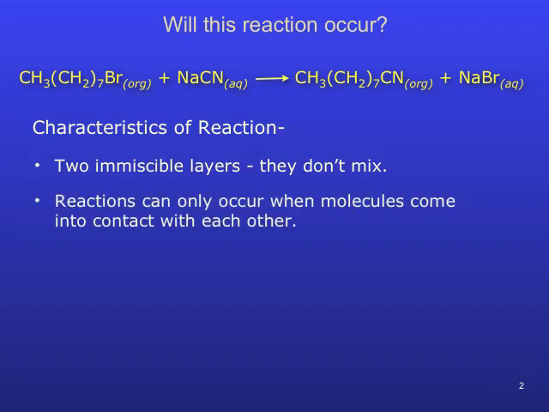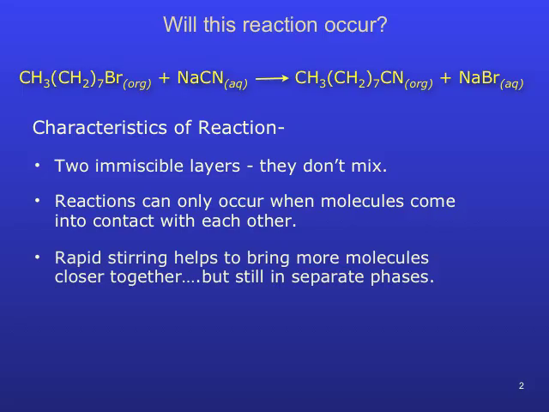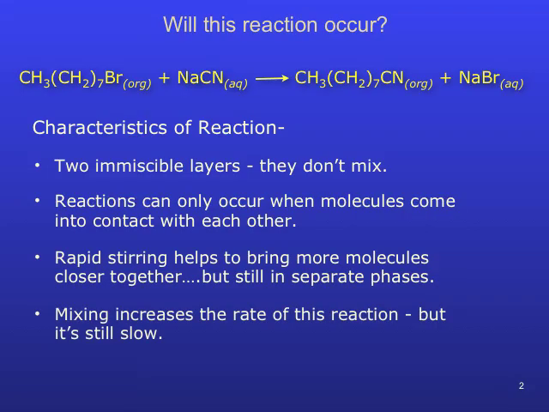Unless vigorously mixed, this reaction will occur at a very slow rate. To increase the contact of octyl bromide molecules with sodium cyanide, a stir bar can be added to the reaction mixture and a magnetic stirrer used to vigorously mix the two immiscible layers. This effectively increases contact of octyl bromide with sodium cyanide and in turn increases the rate of the reaction.